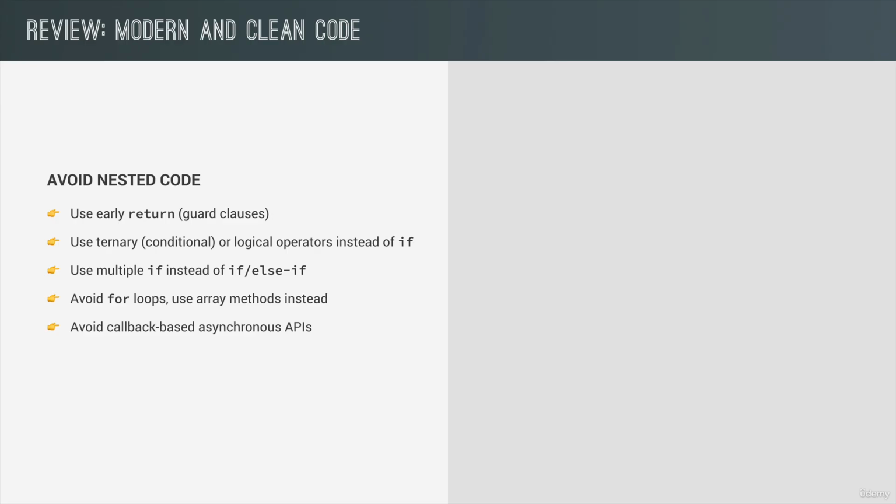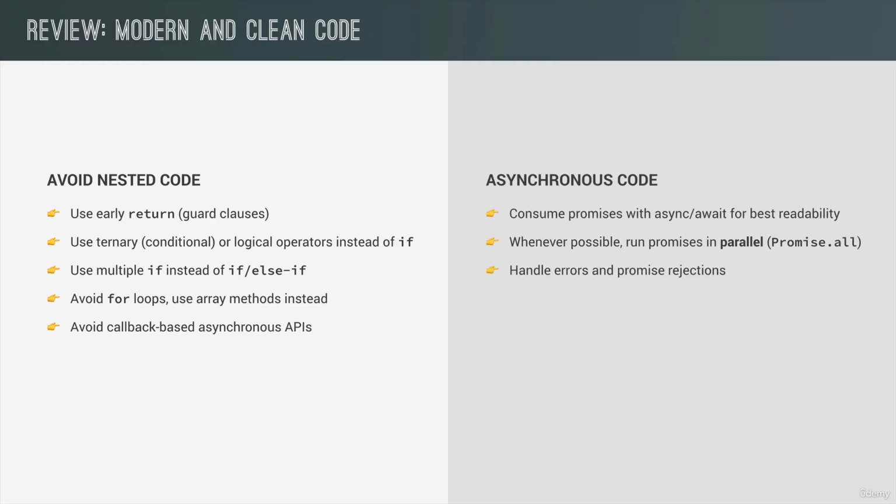And so that actually brings us to our next topic, which is asynchronous code. So for best readability, always consume promises using async await and not using the then and the catch methods, because these methods actually require callback functions, which will then introduce even more nested code. And so that's, again, something that we really want to avoid. All right, so these two go kind of together. So avoiding callback-based asynchronous APIs and instead opting for using promises and then consume these promises with async await.